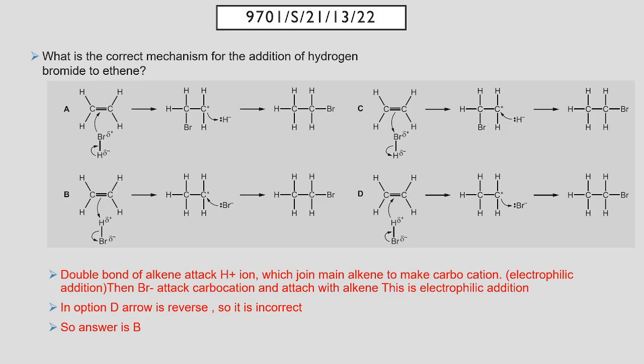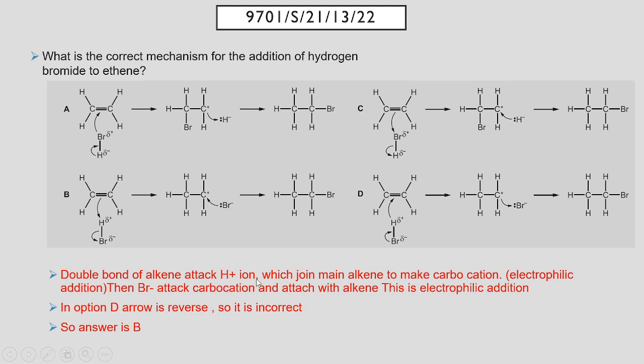Here we have another question. Which one is the correct mechanism for the addition of hydrogen bromide? So we have just studied the same thing at the start of this video. So you can see here this one, the electron donated to H plus ion, formation of carbocation, formation of halogenoalkane. So obviously B is correct.